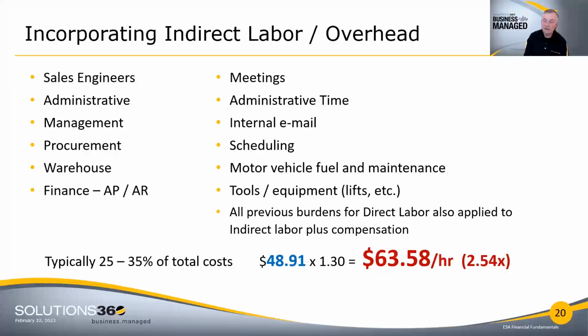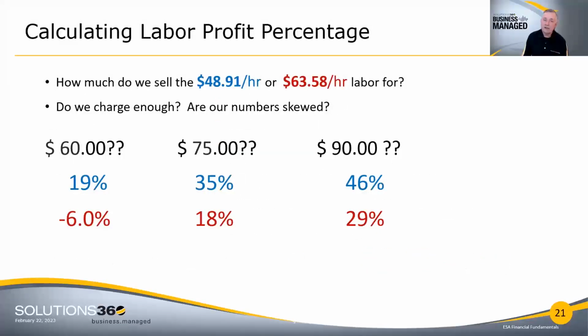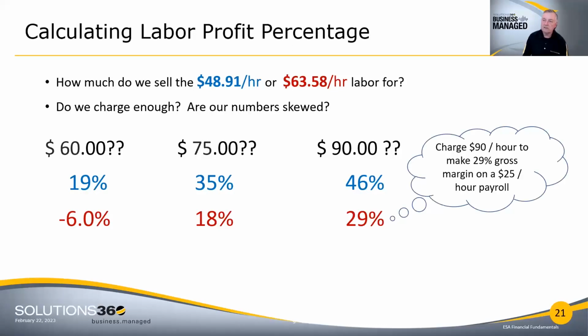And so the question then is, when I calculate my labor profit, how much did I make on that $63? So if I sold a $25 an hour technician at $60, I actually lost 6% on a fully burdened rate. At $75, I made 18%. And at $90, I made 29%. So it takes me charging $90 an hour to make a 29% gross margin on a $25 an hour payroll. I hope that none of you are stunned by these numbers, but in my experience, far too many of our members in this industry do not understand what it really takes.